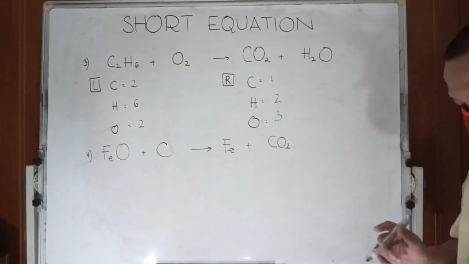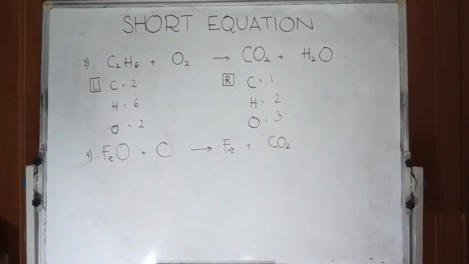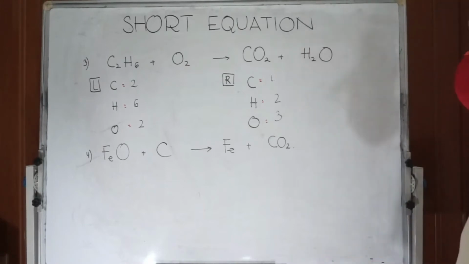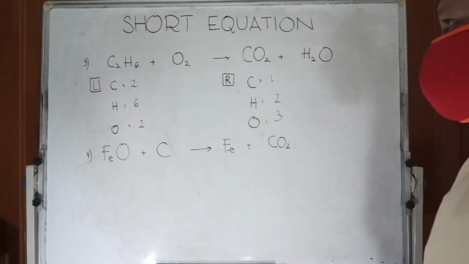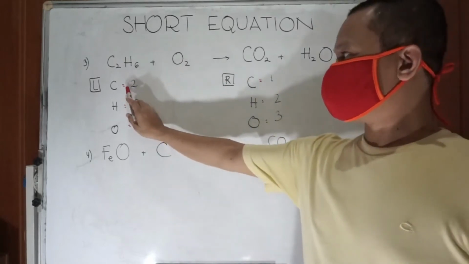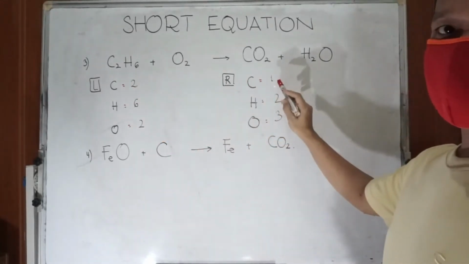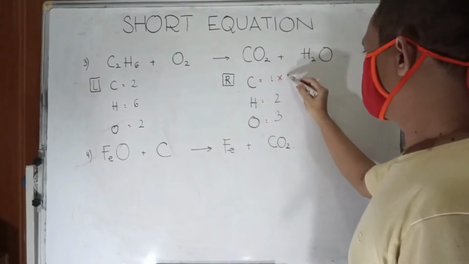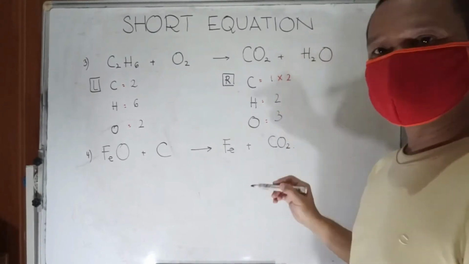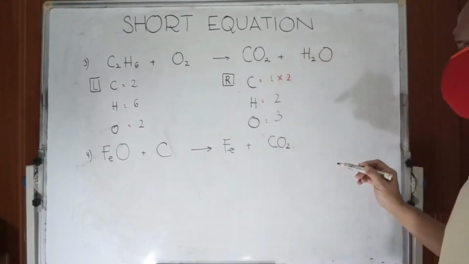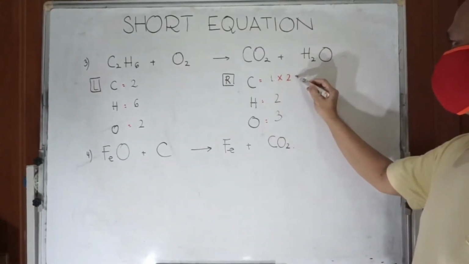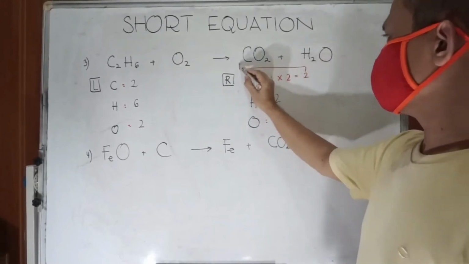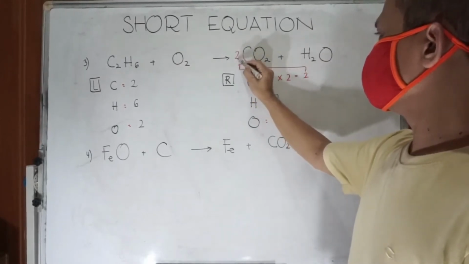Okay, now we go to the next step of balancing this equation. Number 1. For the left side, carbon is 2. For the right side, carbon is 1. So you can multiply by 2. The carbon can be multiplied by 2. So 2, right? And then we put this one here. 2, right?